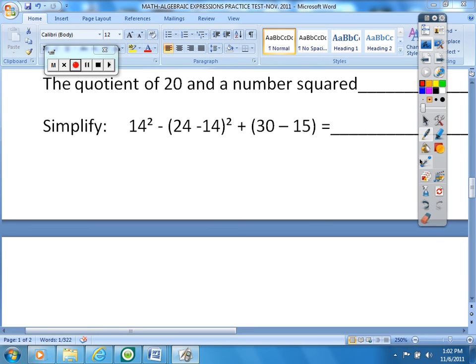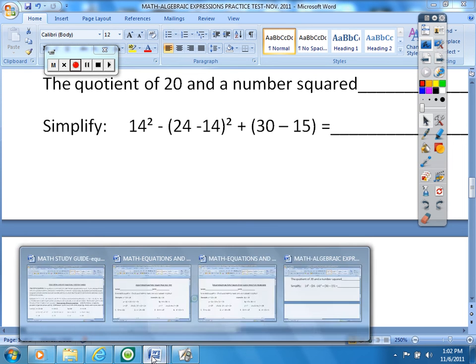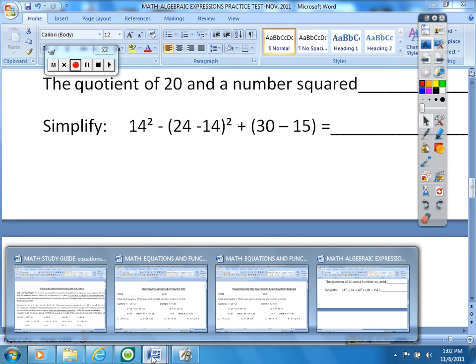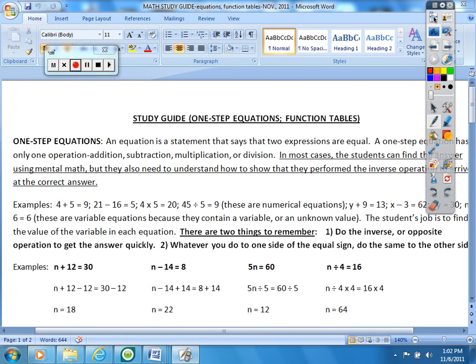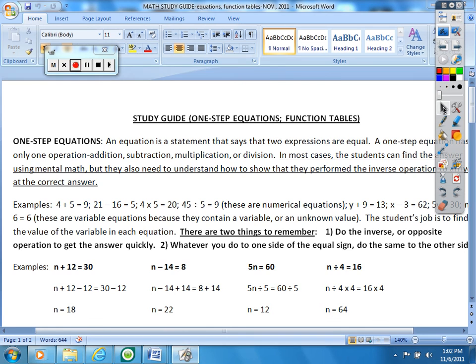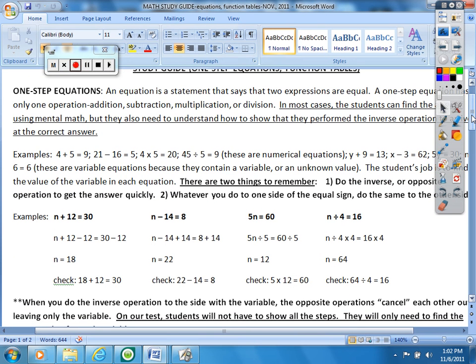All right, now I'm going to show you the new study guide for this week. And I'll talk about it briefly. I want to qualify what I'm going to say first of all. I'm going to show you what the students will need to know eventually, but right now, all they need to do with one-step equations is find the answer. And I'll reiterate that in just a moment.